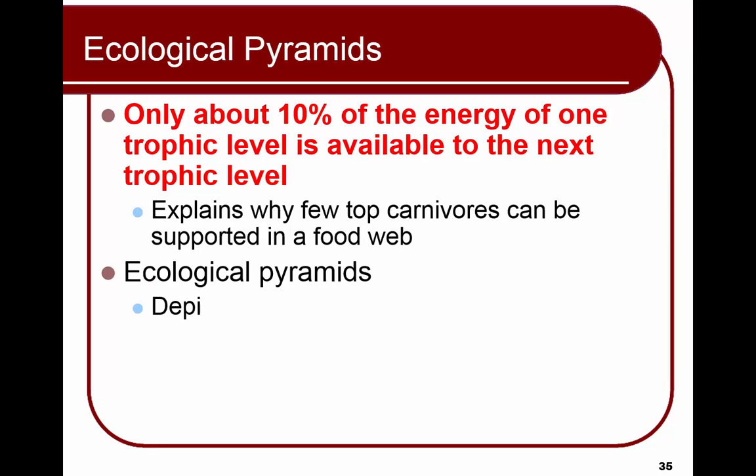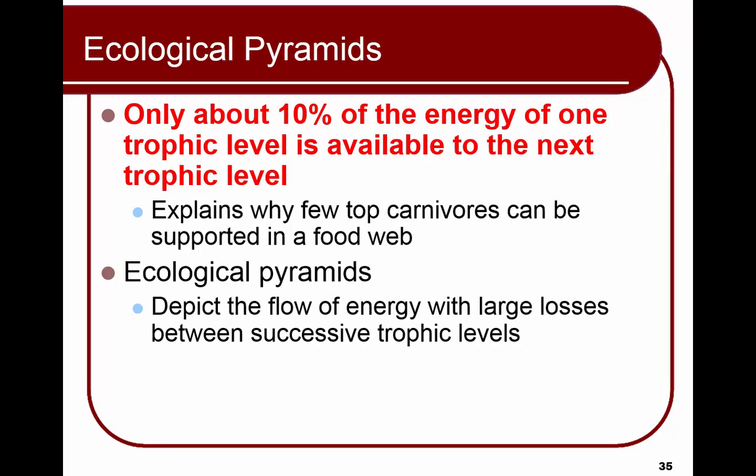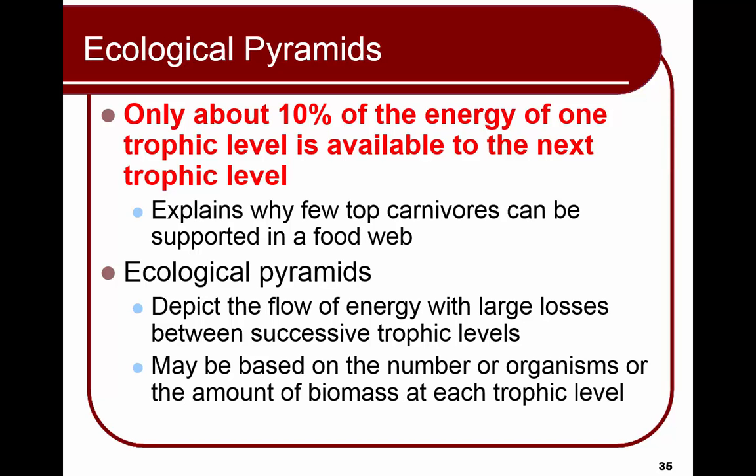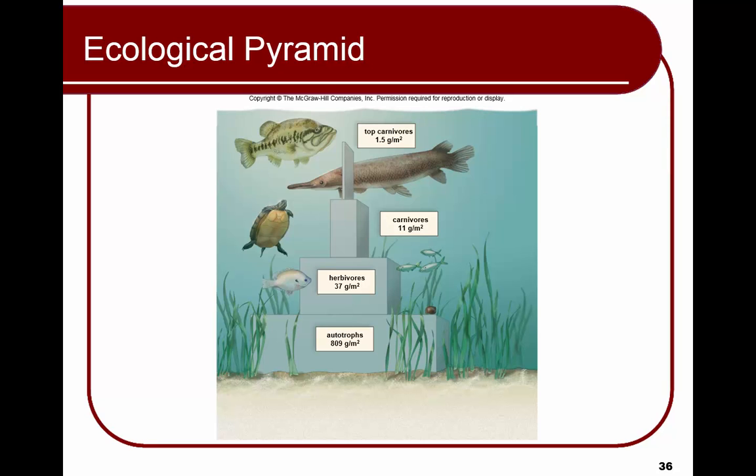Ecological pyramids depict the flow of energy. And as we said, we're going to lose some as we move up the successive trophic levels. And sometimes you base it on the number of organisms, or the biomass at each trophic level. This next picture shows you an ecological pyramid.